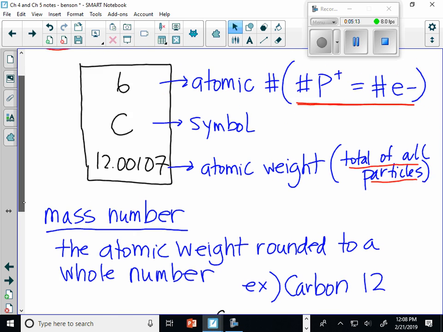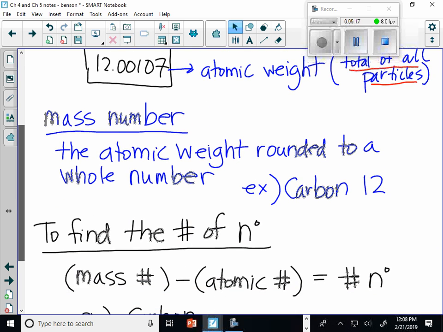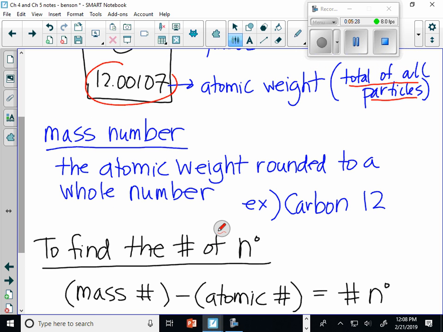And then to continue on, our mass number. So our mass number is the atomic weight rounded to a whole number. So you can see up here that I have the atomic weight for carbon was 12.00107. And to get the mass number, I rounded it to a whole number, and that is how I got 12.